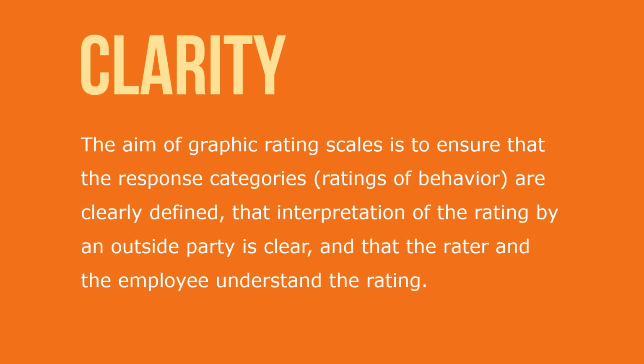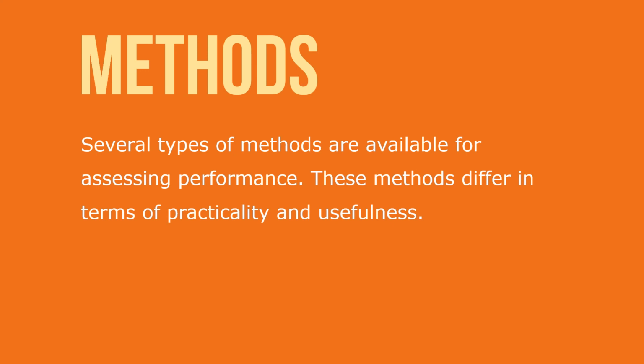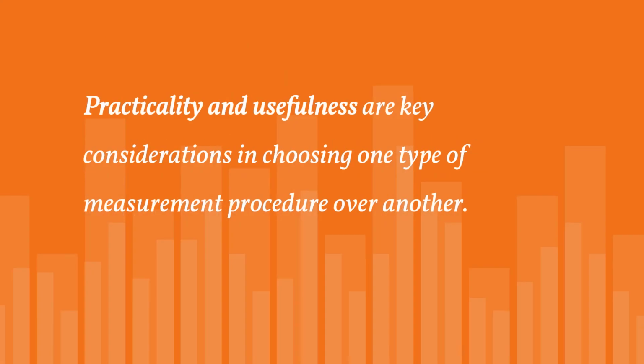The aim of a graphic rating scale is to ensure that the response categories, ratings of behavior, are clearly defined, that interpretation of the rating by an outside party is clear, and that the rater and employee understand the rating. Several types of methods are available for assessing performance. These methods differ in terms of practicality and usefulness. Practicality and usefulness are key considerations in choosing one type of measurement procedure over another. But there are additional, contextual issues that also determine choices regarding the performance measurement approach.